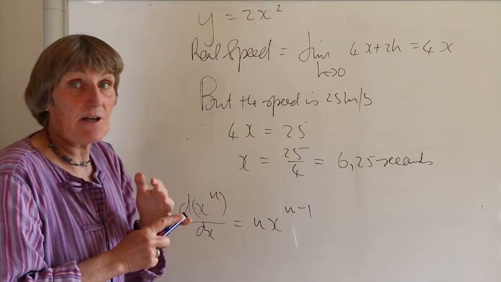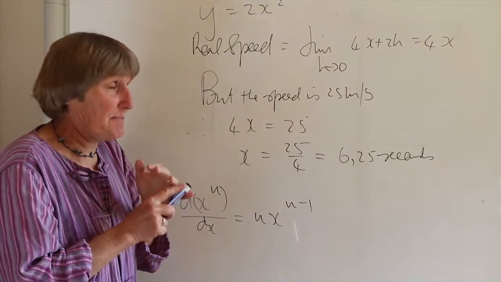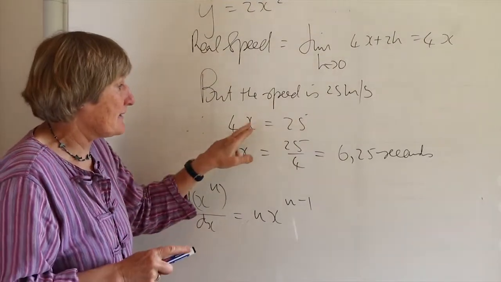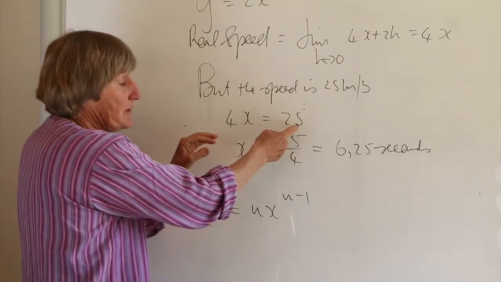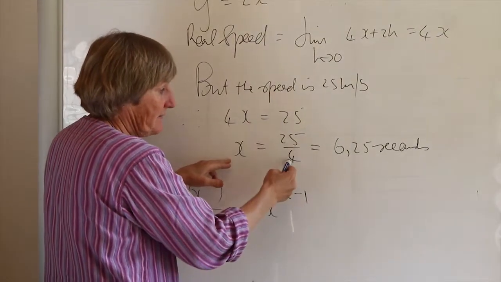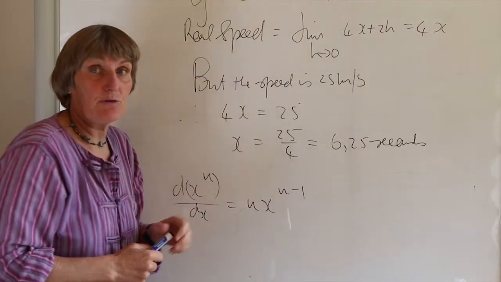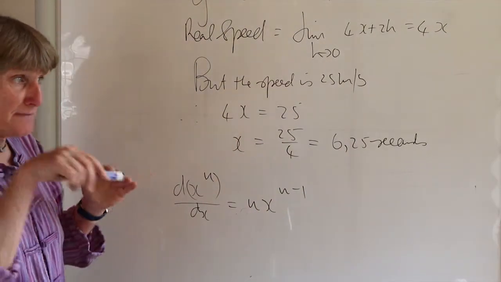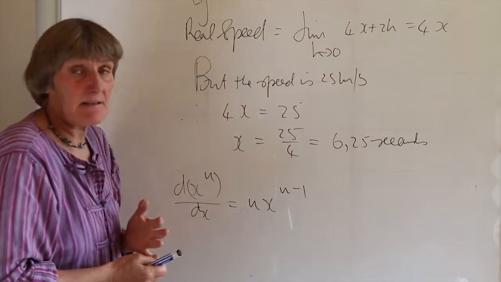But we said James Bond must move at a speed of 25 meters per second. So 4x is equal to 25. Therefore, if we want to work out x, 25 divided by 4, it's 6.25 seconds. So after he's gone 6.25 seconds, he can jump.